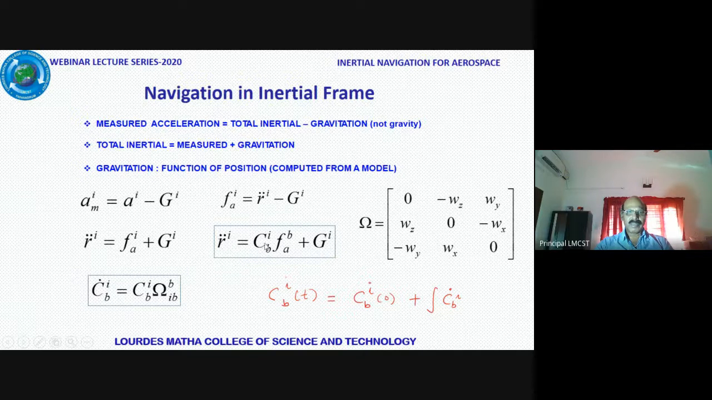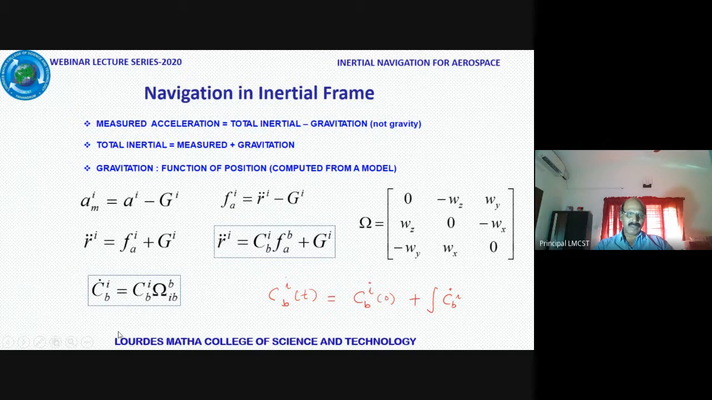And you get the first navigation acceleration equation. R double dot I is equal to CBI FAB plus GI. And this is the first most important equation for navigation in the inertial frame. Now, I hope inertial navigation is very simple. We don't have to bother about the other accelerations like Coriolis, centrifugal, Euler, nothing. So it's very simple in that sense.